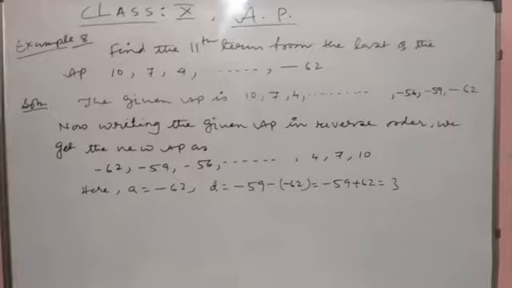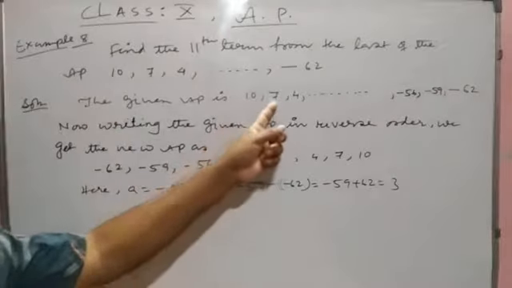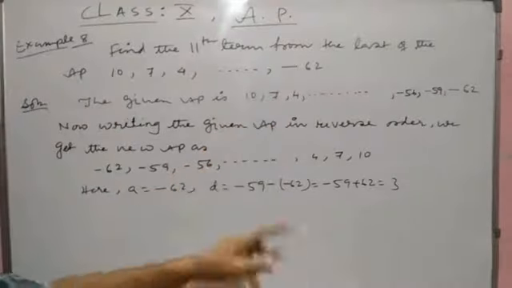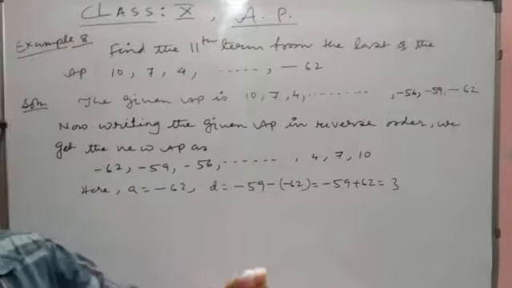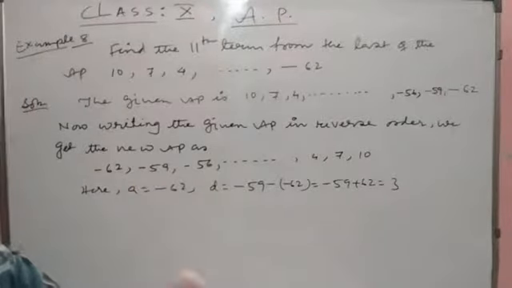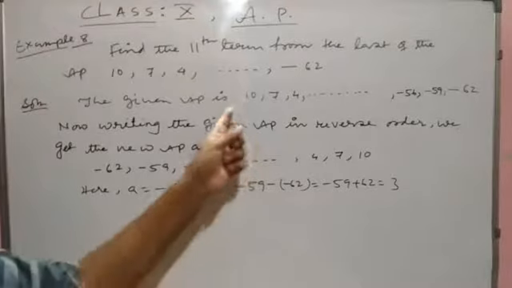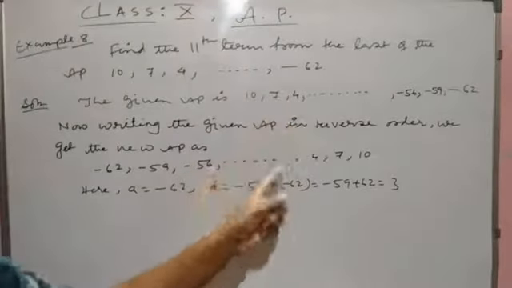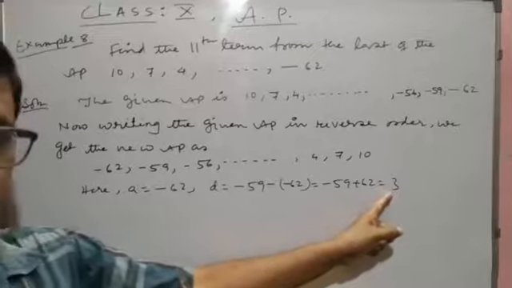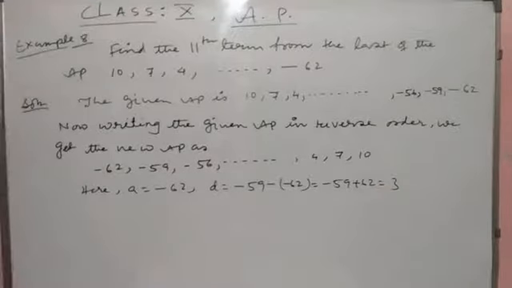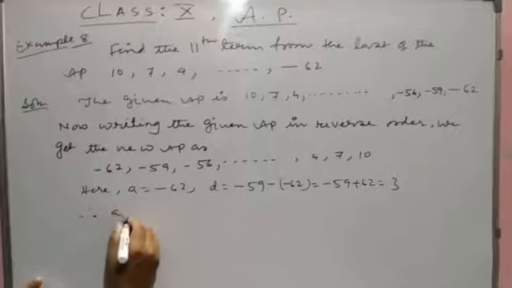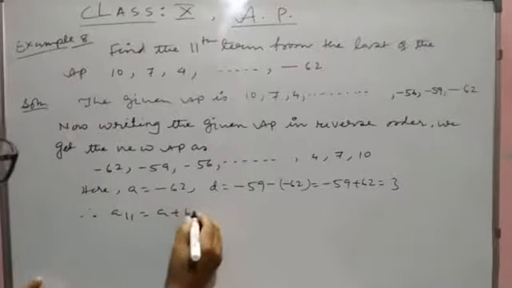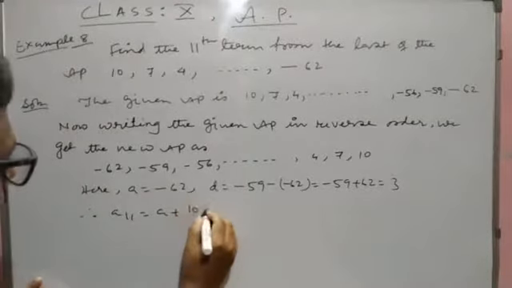Now just one thing remember: for the original AP the common difference is minus 3, but when we reverse the AP the common difference will be plus 3. Only that is the difference between an AP and its reverse order. Now we have to find, therefore, A11 equal to A plus 10D.